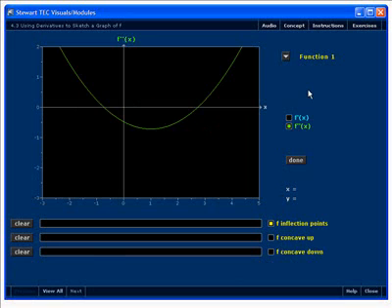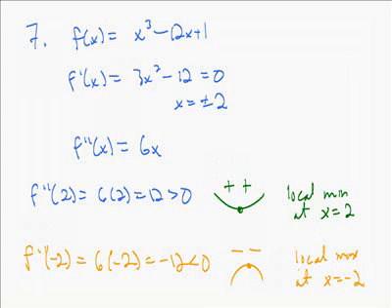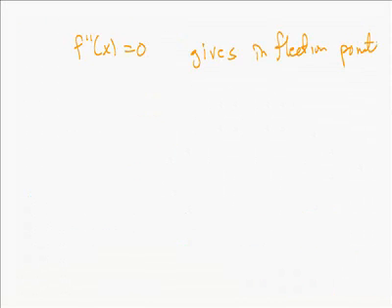Okay, this is something I forgot to mention here. Inflection points are where the second derivative is equal to 0. So let me go back here and say that real quick. f double prime of x equals 0. If we solve that equation, that gives us inflection points. And what inflection points basically are is where the graph changes from concave up to concave down.